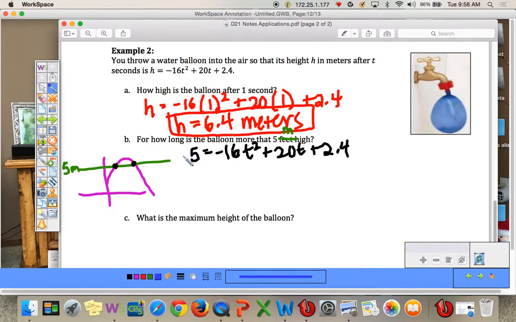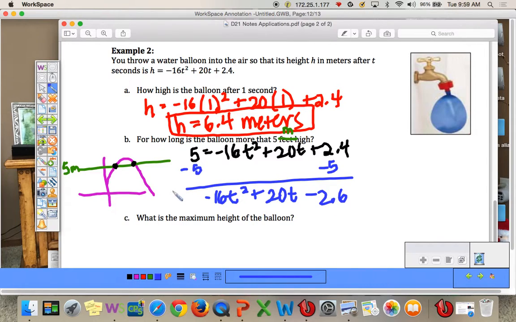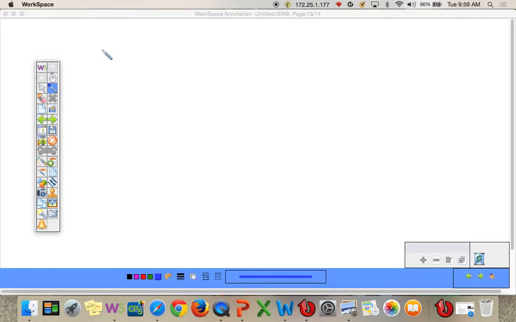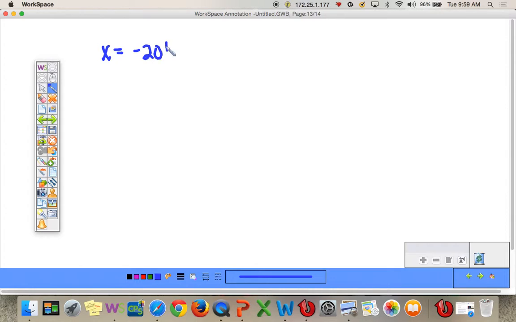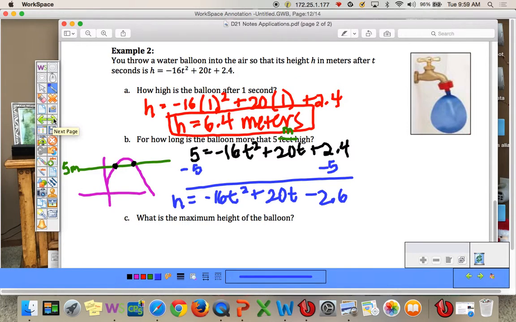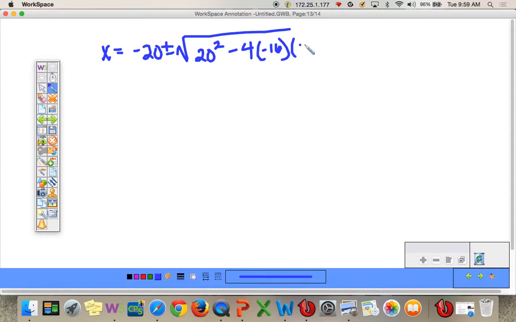We can use quadratic formula, but we need 0 on one side. So first step, we'll subtract 5 from each side. We'll get negative 16t squared plus 20t minus 2.6. And this will be our height. Let's use quadratic formula. I'll need a new page here. So quadratic formula, x equals opposite b plus or minus the square root of 20 squared minus 4AC, so negative 16, negative 2.6, all over 2a.